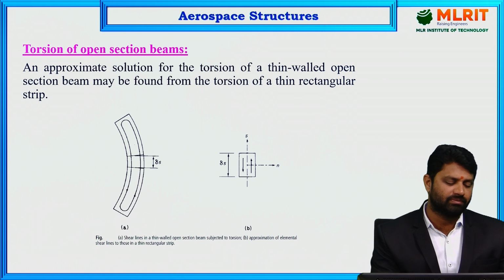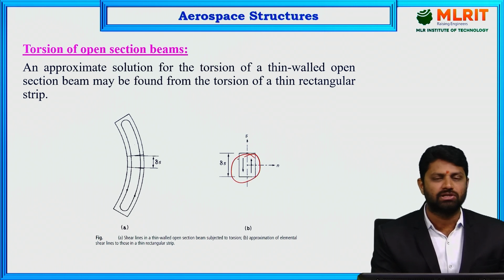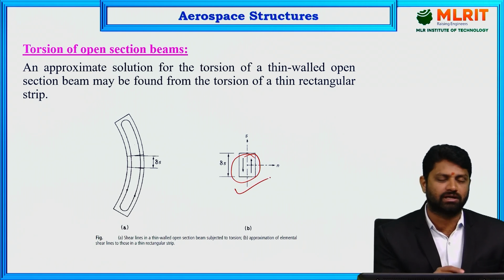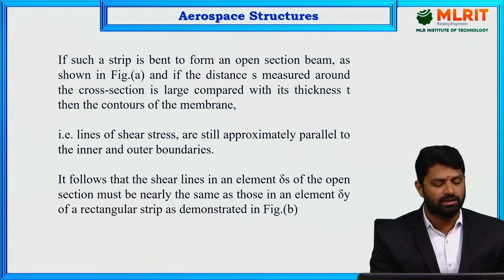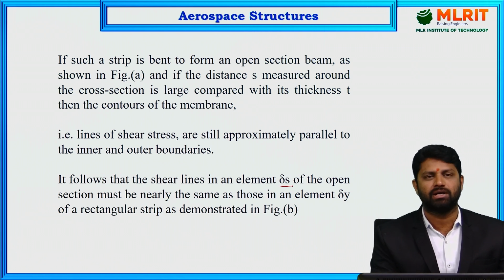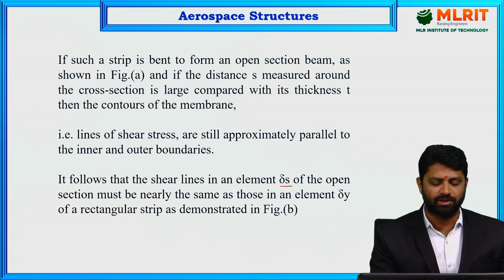Now this beam is bent, and we considered one small element. If you look at the shear lines, they are approximately the same as what is shown here, even if the strip is bent. So it follows that the shear lines in an element delta S of the open section beam must be nearly the same as in an element delta Y of a rectangular strip, which is demonstrated in figure B. So even if you bend the beam into a curved manner, the shear lines look similar, as shown in figure B.